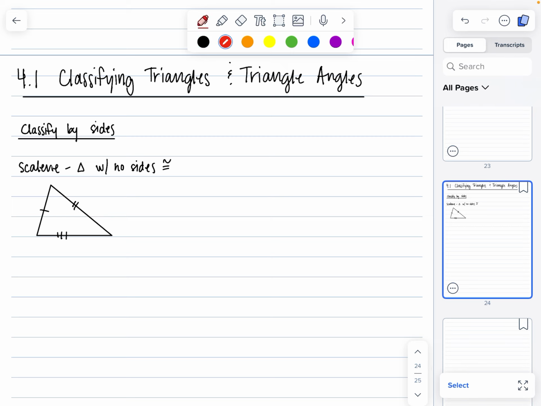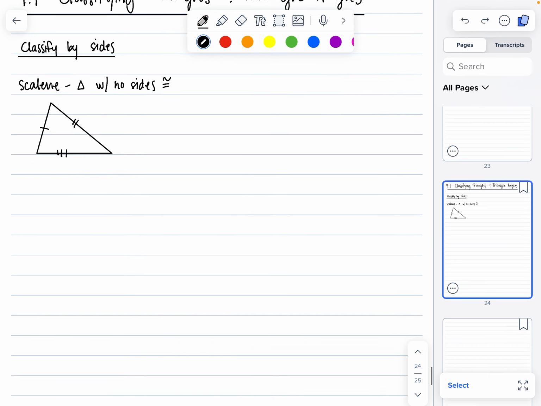Now it could be any number, it could be any length, like 9, 10, 11. It does not have to be bigger or smaller. This could be 6 if we really, really wanted it to be. The 3 ticks does not have to be the biggest one. Okay, so that's scalene. Then that's no sides.